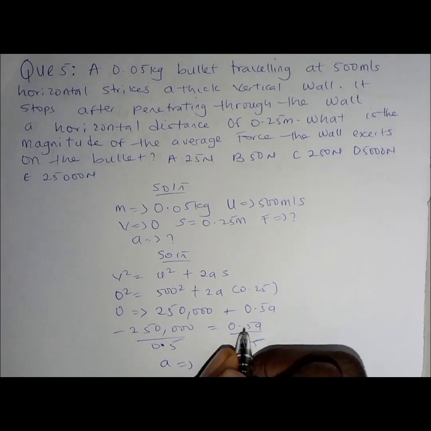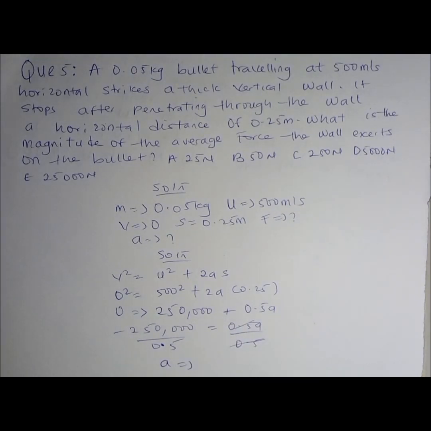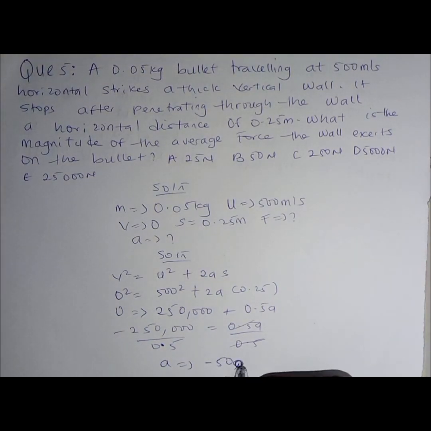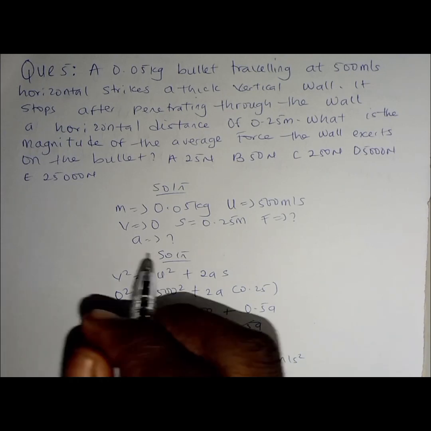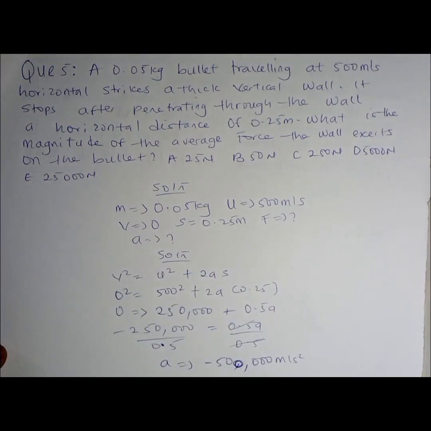Therefore my a, this cancels this, my a becomes 250,000 divided by 0.5, which is now my a is minus 500,000 meter per second square. So it shows that the acceleration is what is retarding, that is bringing the object to rest. So now let's calculate our force.